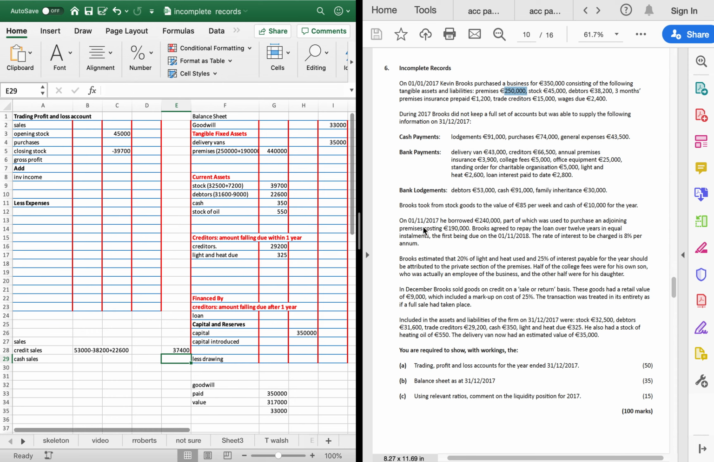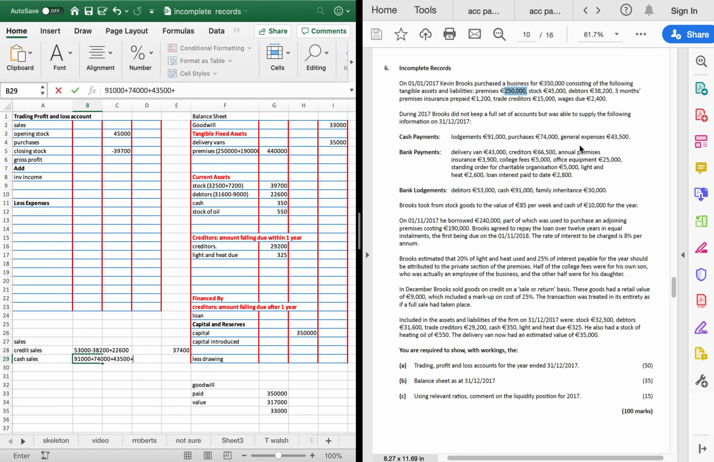So to find our cash sales, you can do it as a T account if you want, but I'm telling you the only thing on the left hand side of the T account can be the sales. So to find what the sales is, you add up all of your cash payments, and all of your cash payments are here: 91,000 plus 74,000 plus 43.5.